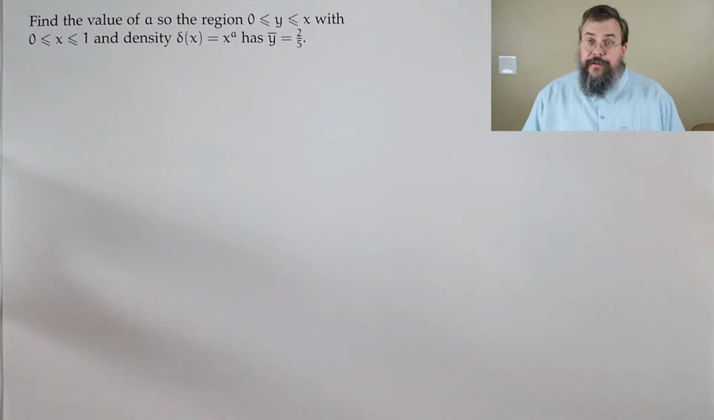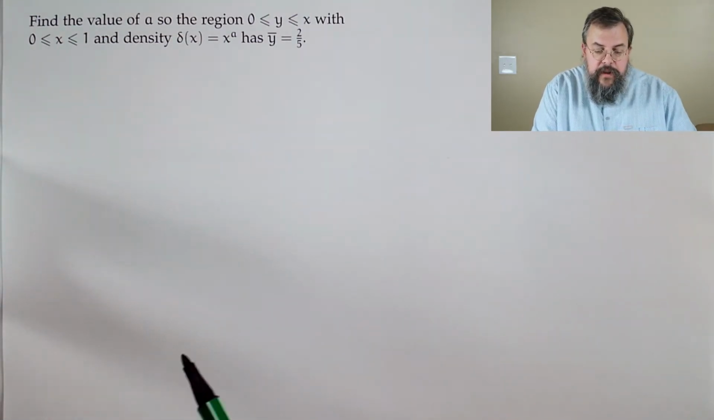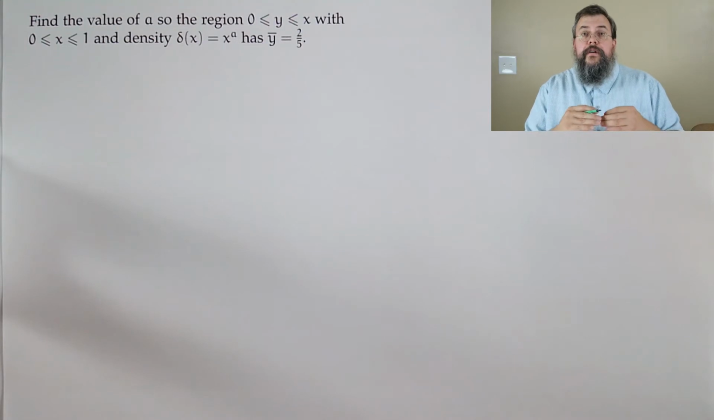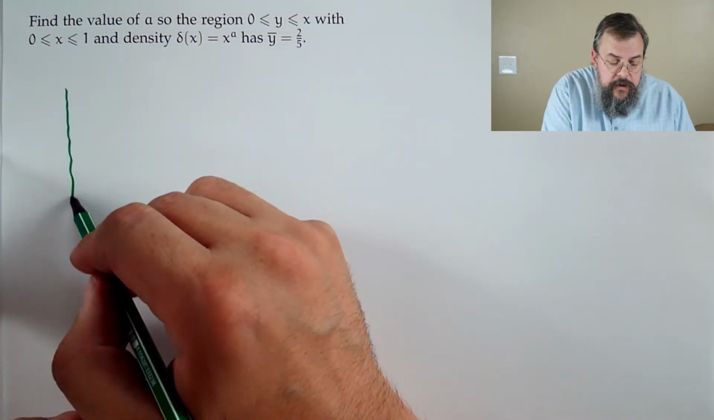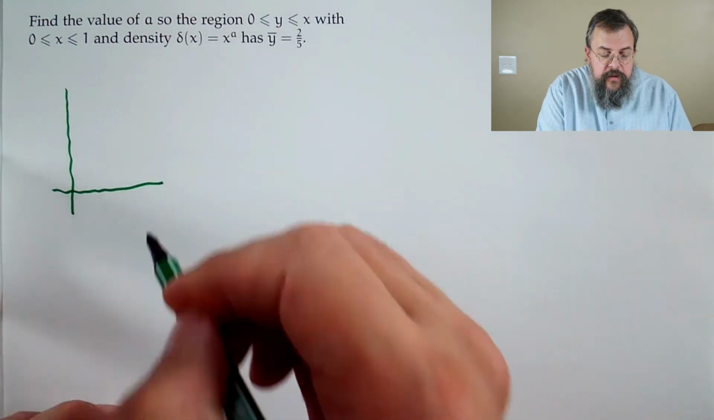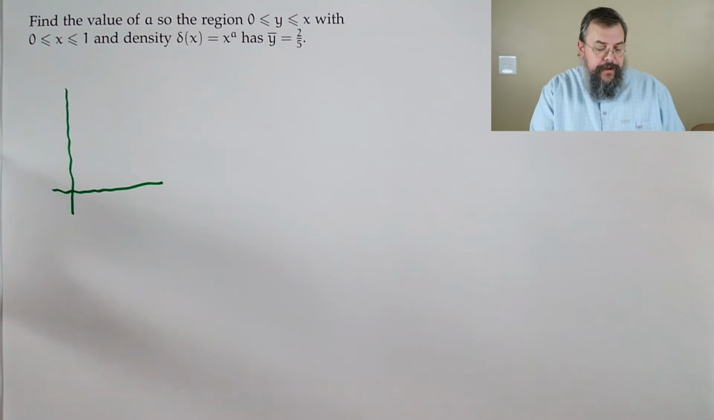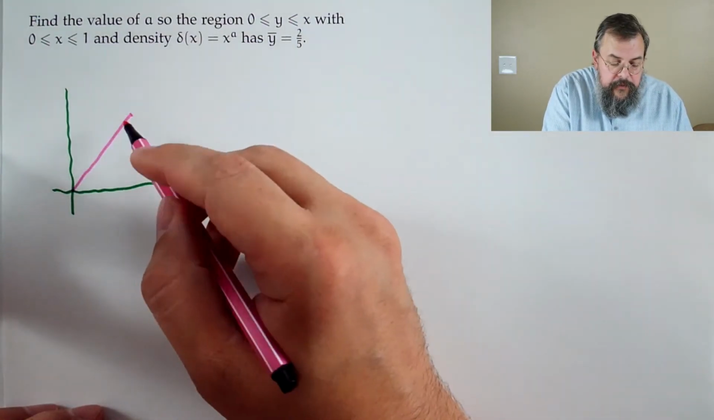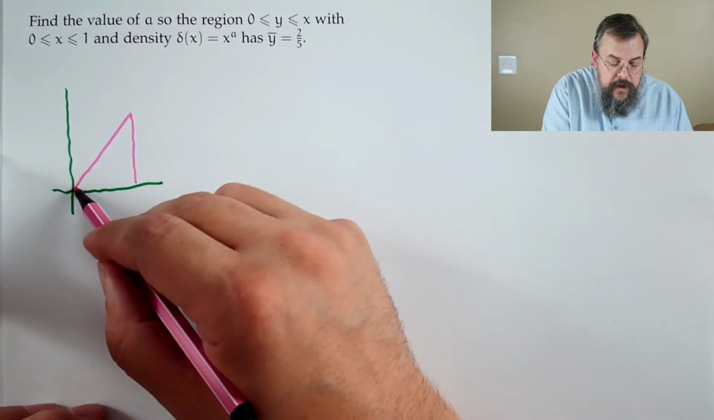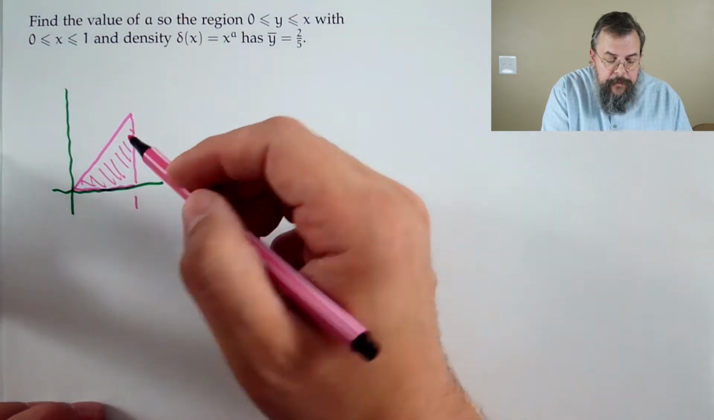Okay, so let's sketch our region. Well, it's actually not so bad, right? Because we know that y goes from 0 up to x. So y equals 0 is the axis, and y equals x is, well, it's y equals x. So it's a triangle, and it's this triangle right here. So here we go. Here's our triangle. So there's our region that we're after.